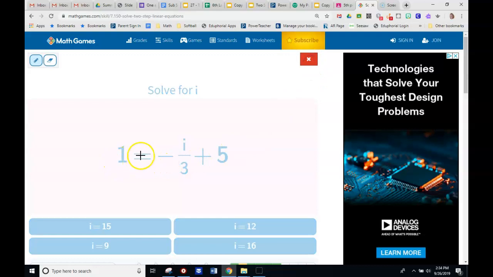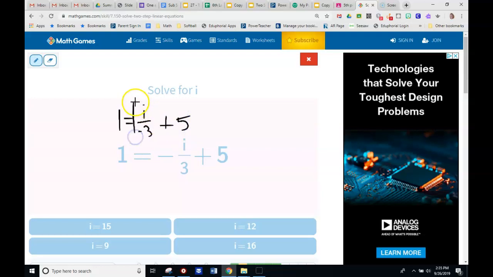So I have 1 equals negative i divided by 3 plus 5. And remember, if there's a negative out here, I want you to move it to the bottom. So we're going to rewrite this as 1 equals i divided by negative 3. That's a negative. Plus 5.